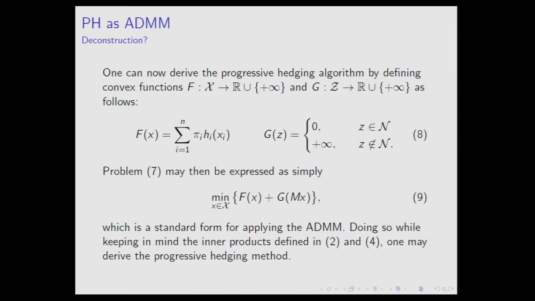F is this function, and G is this function that indicates you're non-anticipative. And this projection onto that space is how that paper is written. And so it is similar to ADMM. And when you look at progressive hedging, as you saw it a couple times yesterday, it looks like that.